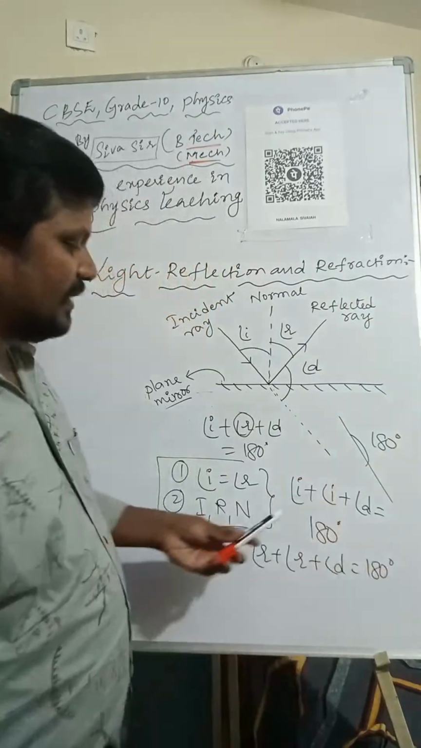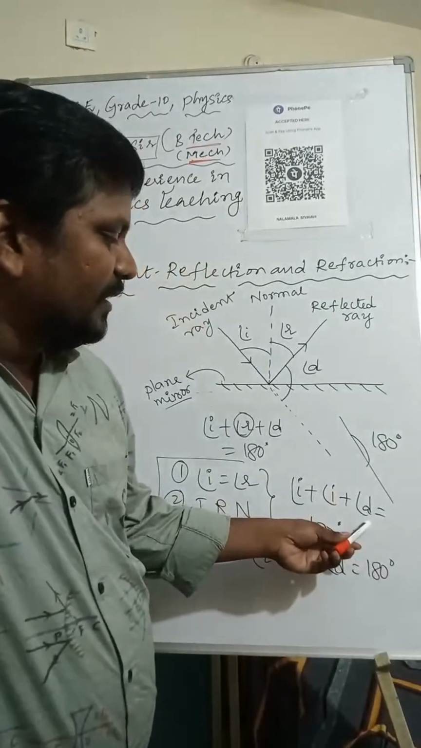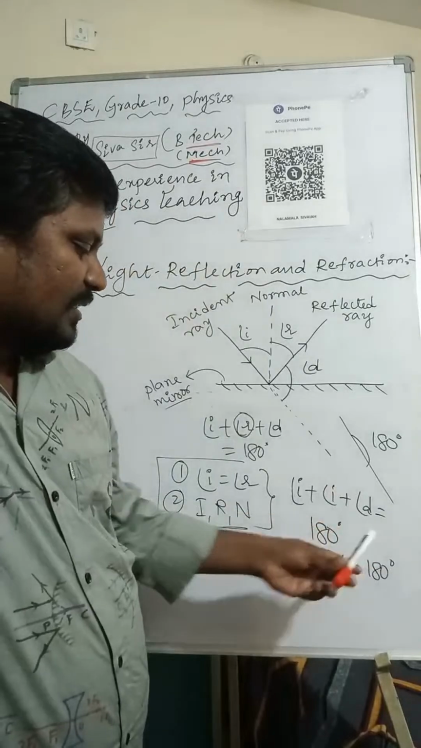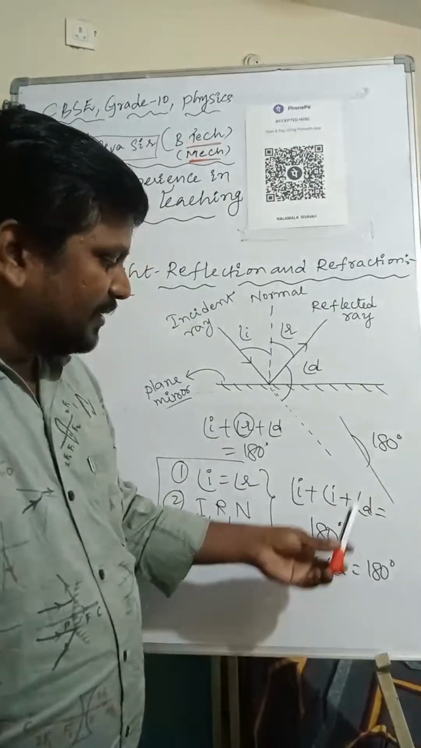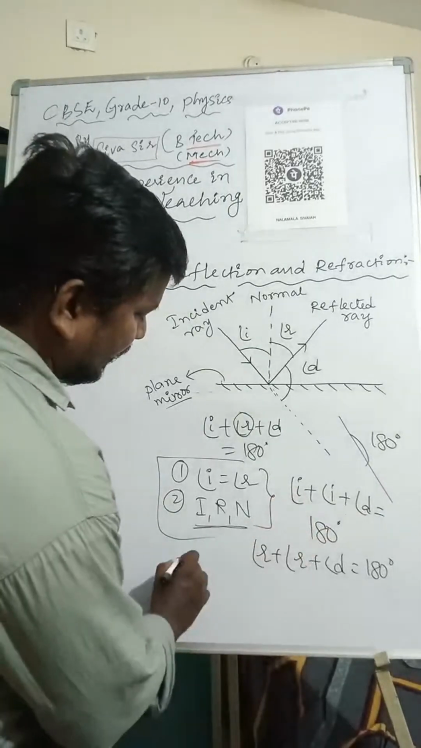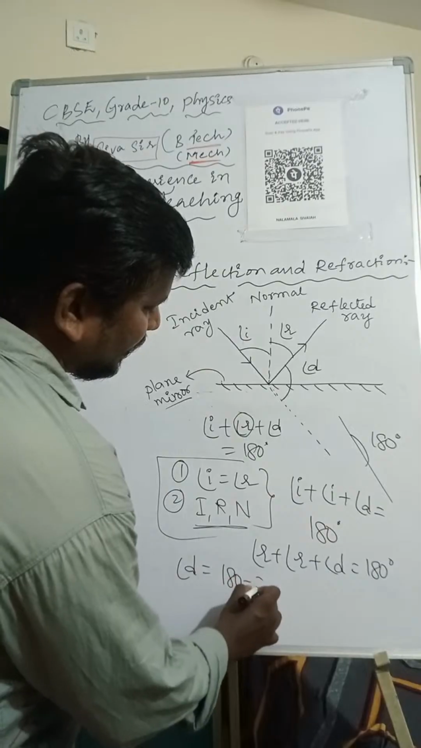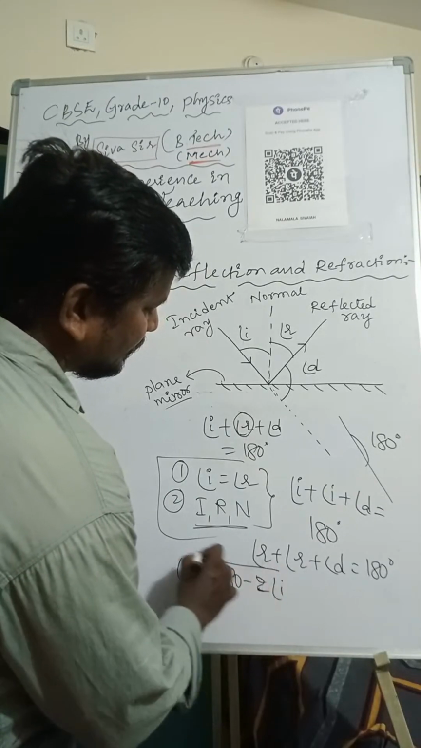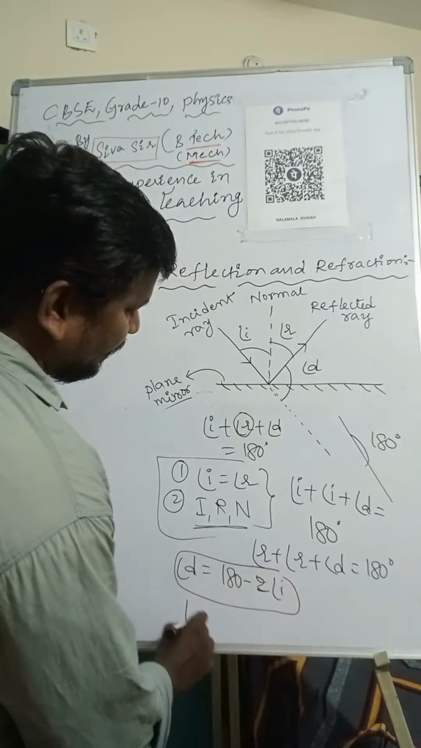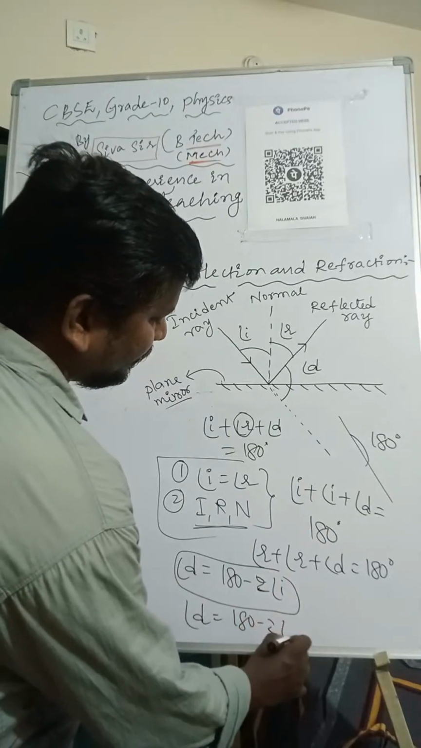So in both cases, the angle of deviation equals 180 minus 2 times the angle of incidence, and here the angle of deviation equals 180 minus 2 times the angle of reflection.